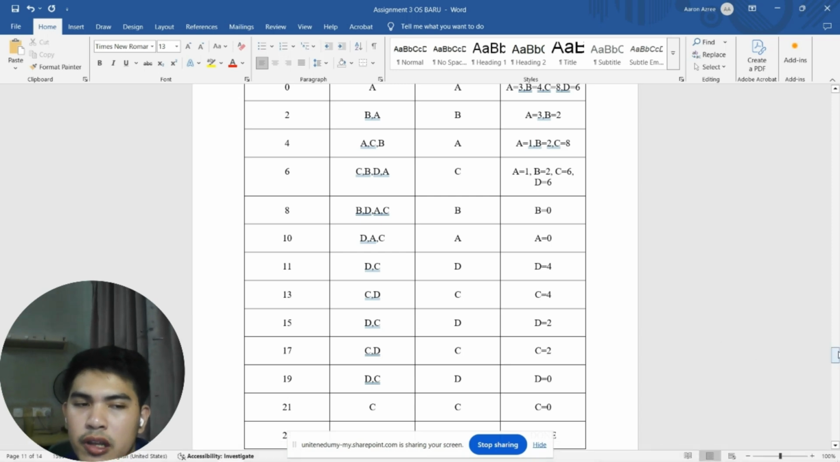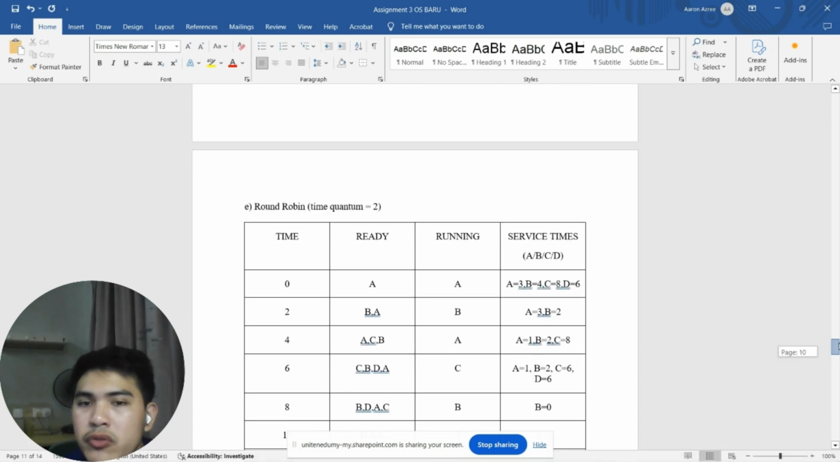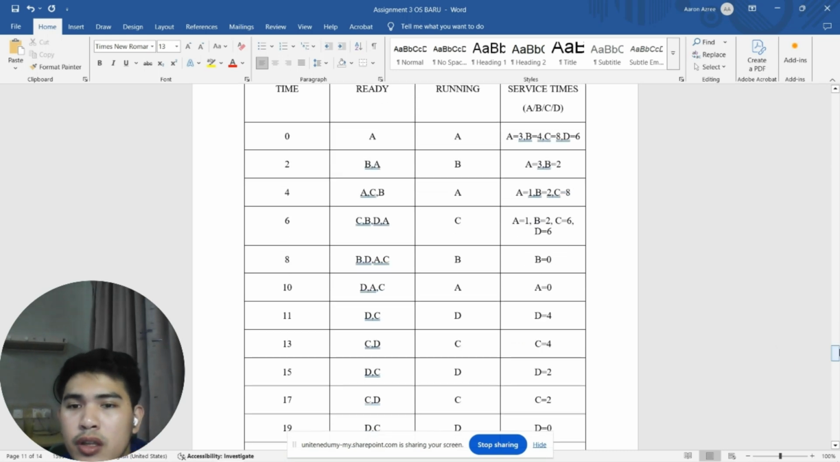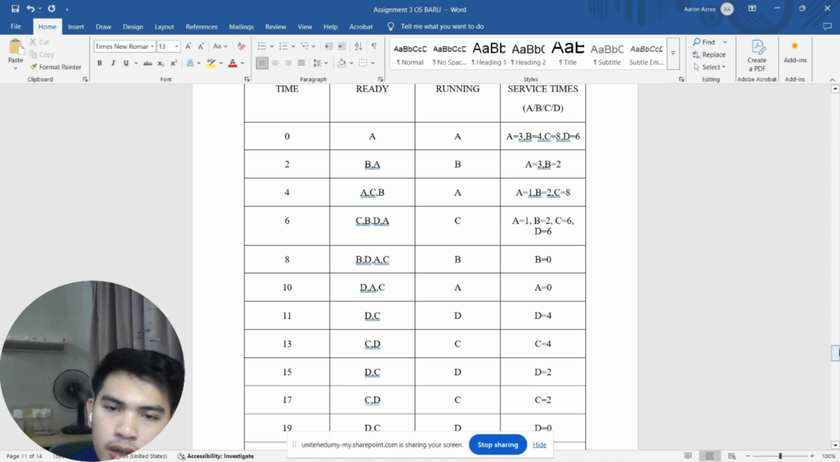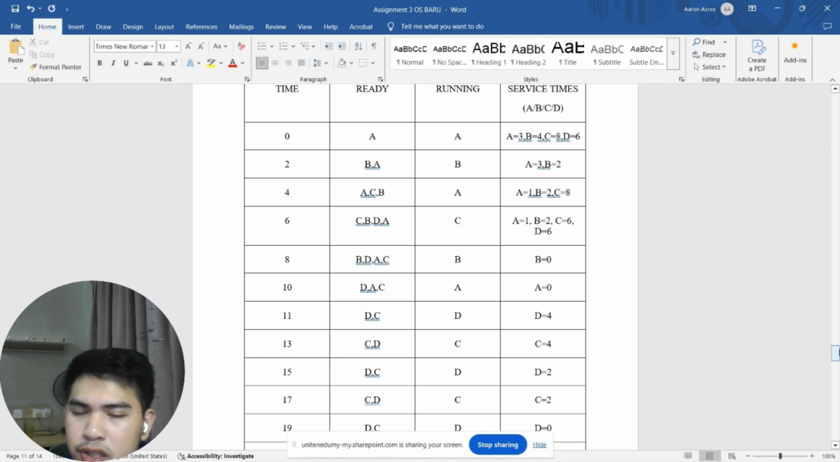Okay, so I will be explaining question E, round robin, time quantum equals 2. Specifically, I will be explaining the time 10 and 11. When you look at the ready, what does ready mean? Ready means the processes, in the case of 10, D, A, C, which of these processes are ready to run. Running shows which of the processes are currently being run, and then the service times for A, B, C, and D. When it says A equals 0, it means that at the end of time 10, and at the start of time 11, A is already completed and removed from the queue. That's why at time 11, the ready is only D and C.